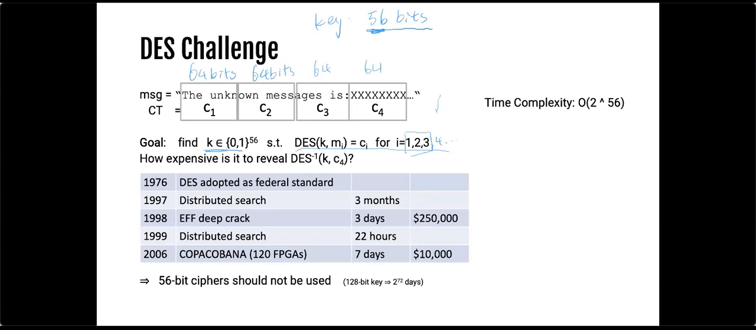I saw a question. It says, what is MI? Oh, so MI here is the message. So this is M1, M2, M3, M4, and then associated with those are C1, C2, C3, and C4.